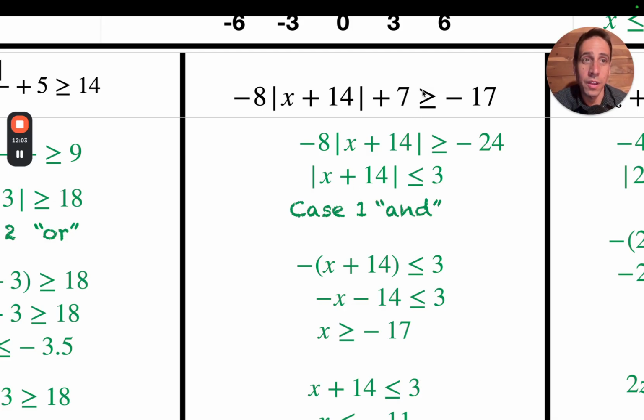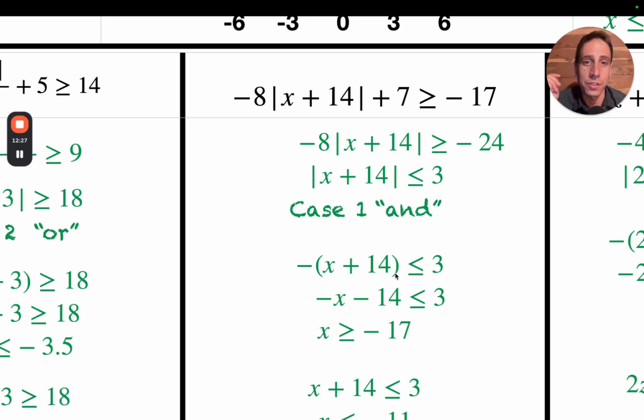Notice this symbol is different from this symbol, and only now at this point where I've isolated the absolute value of x plus 14 can I recognize this is going to be case 1. If I had tried to figure out at the very beginning case 1 or case 2, I would have mistakenly said case 2 because of the direction of this symbol. But that got flipped over here. This is really going to be case 1.